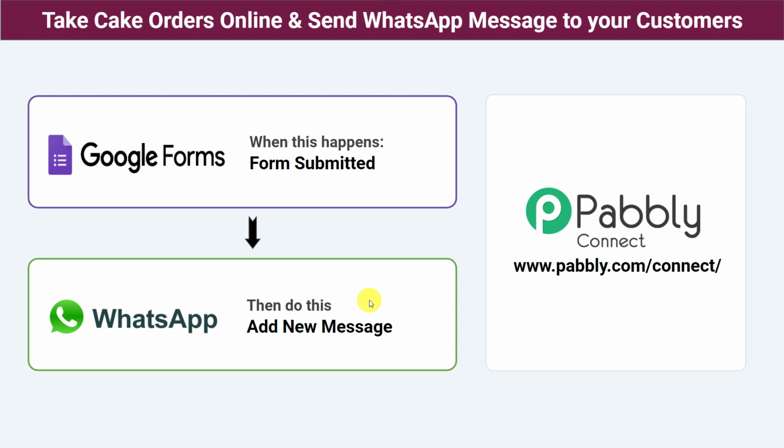But there is one problem, that there is no direct connection between Google Forms and WhatsApp. For this, as a solution, we are going to use Pabbly Connect. Basically, Pabbly Connect is an automation and integration software which will help us in integrating Google Forms with WhatsApp automatically. The best part here is it doesn't require any coding skills or programming knowledge. Even a non-technical person can do this in a few simple steps. So let us check this in real time.